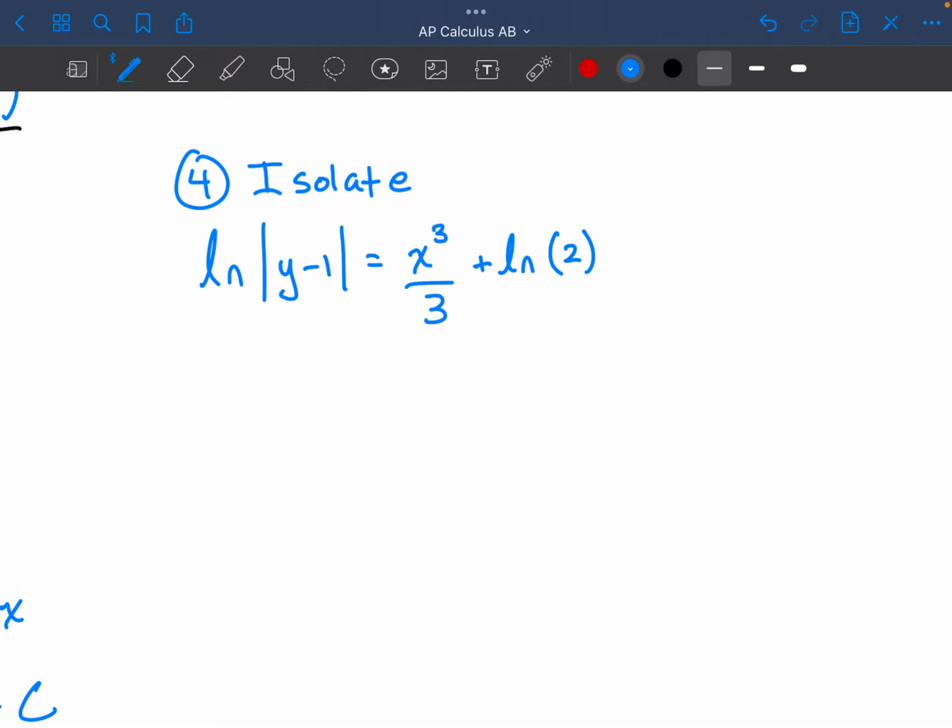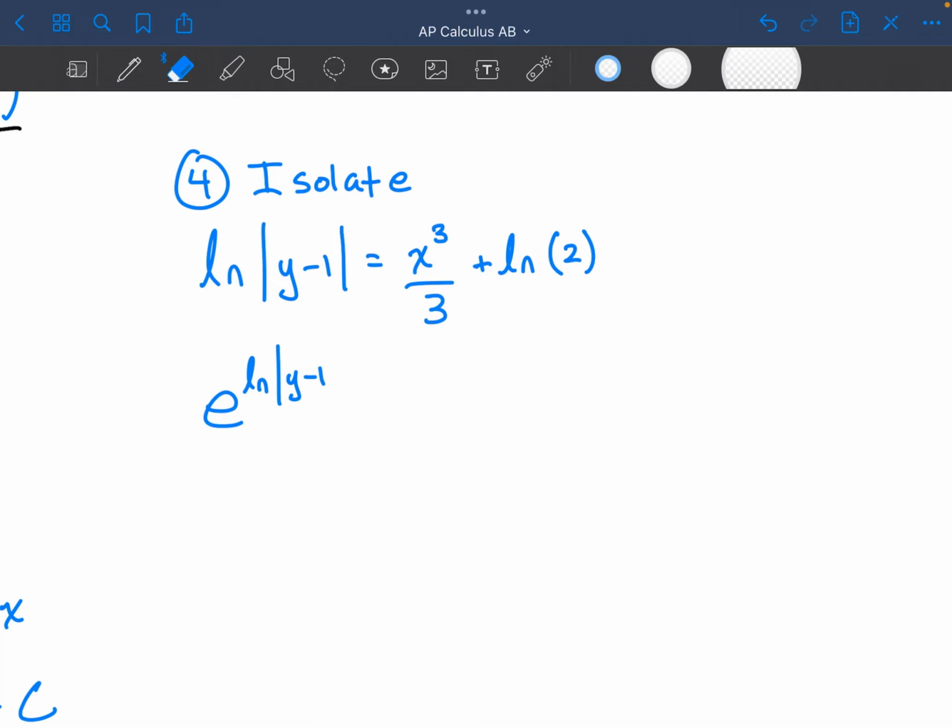Easier said than done, though. So the first thing that I want to do is exponentiation, because right now the first thing that's trapping us is this natural log. The way to undo a natural log is to have e to both sides. So I'm going to say that the left-hand side is now e to the power of natural log of absolute value of y minus 1.